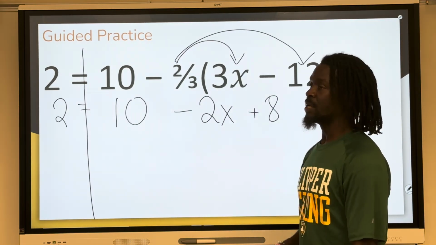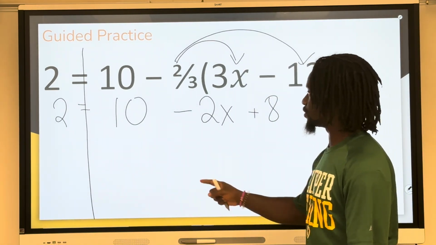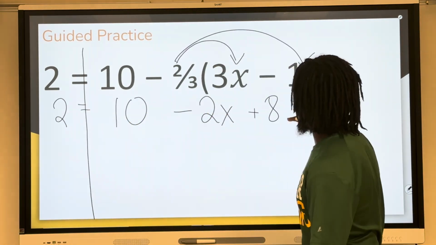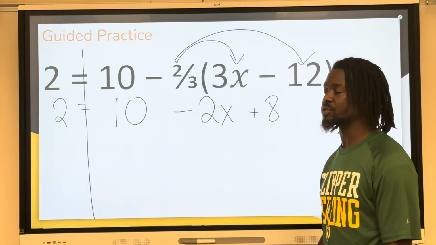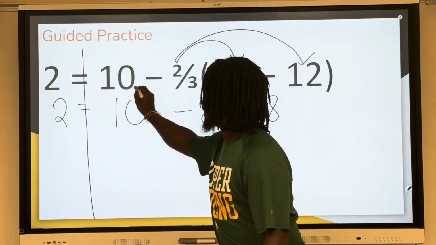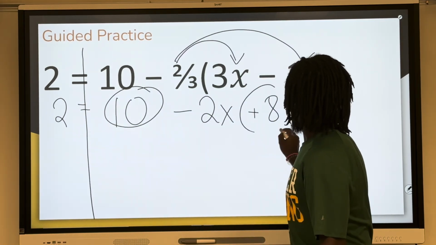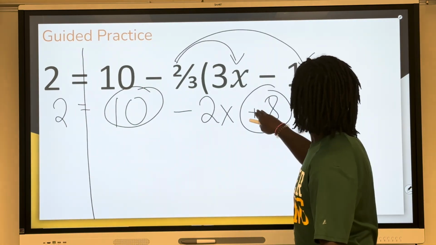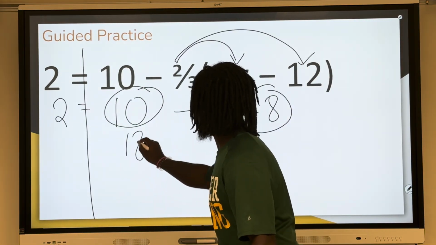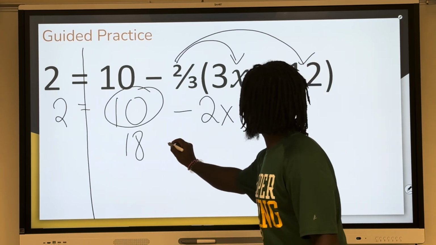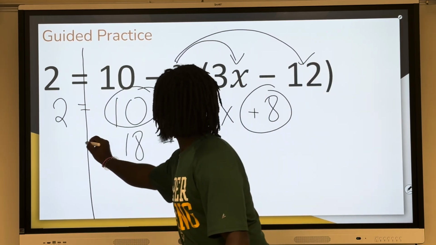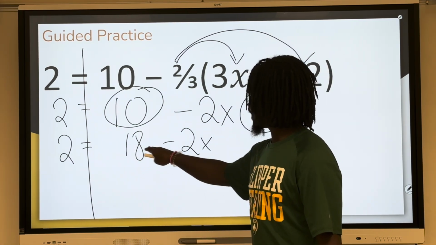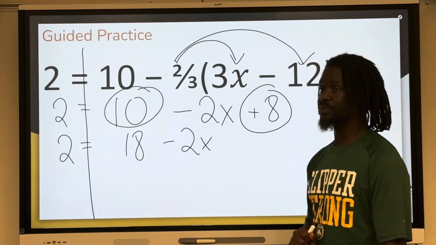Now, step 2 is to combine like terms on the left. There's nothing to combine on the left. Step 3 is to combine like terms on the right. Are there any like terms on the right to combine? The answer is yes. You have this positive 10 and you have this plus 8. When I combine those two constants, 10 plus 8, that's going to give me 18. Then I'm going to bring down the rest of my equation. Now I have 18 minus 2x.